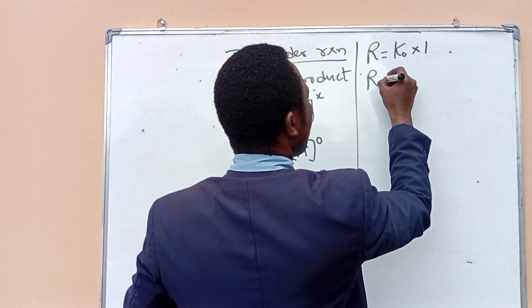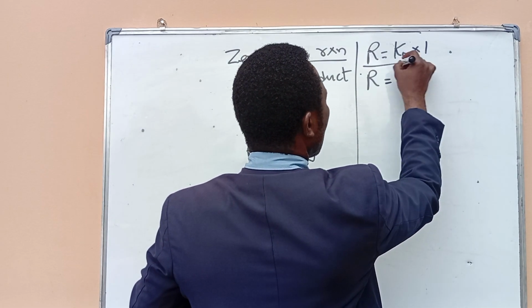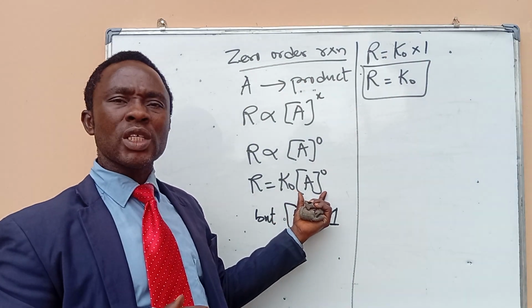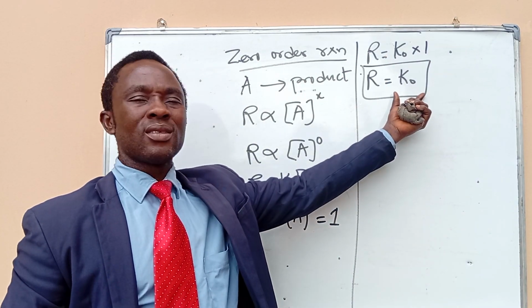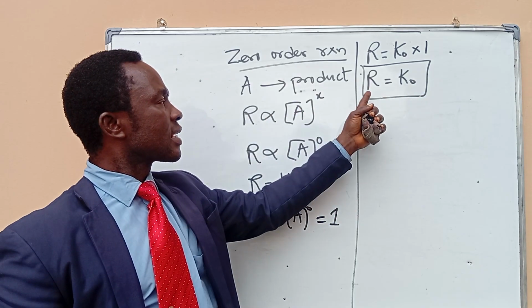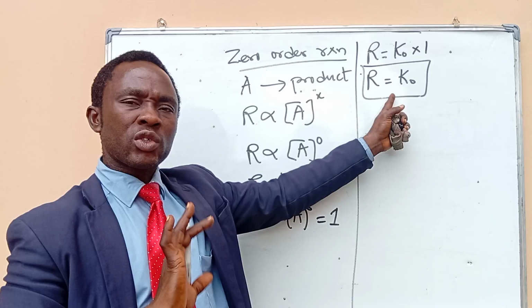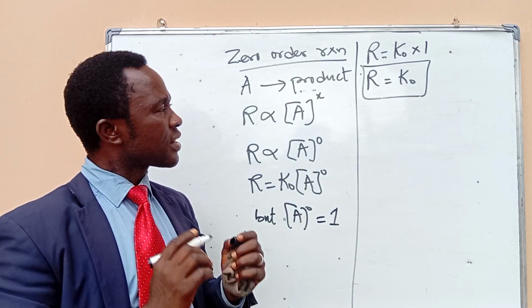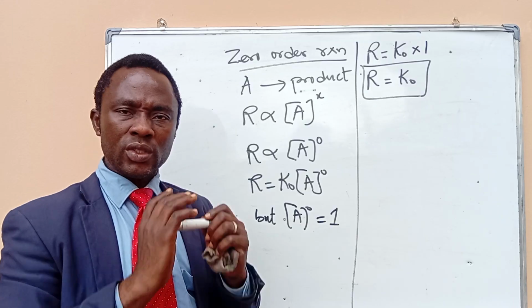So my rate becomes equal to K0. What does it mean? What it simply means is the concentration of the reactant has finally disappeared from the rate. It simply means that the rate for a zero order reaction does not depend on the concentration of the reactant. The rate for a zero order reaction is constant.